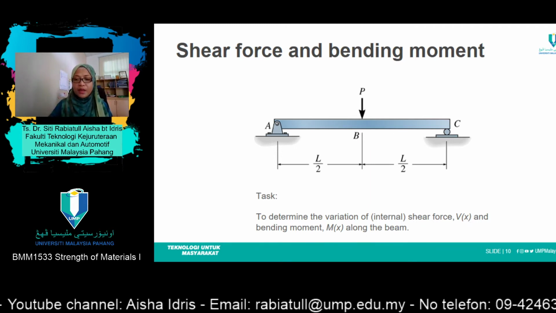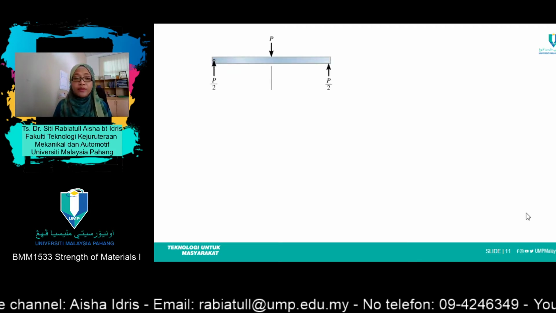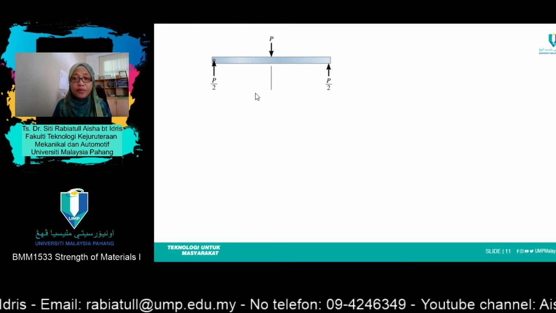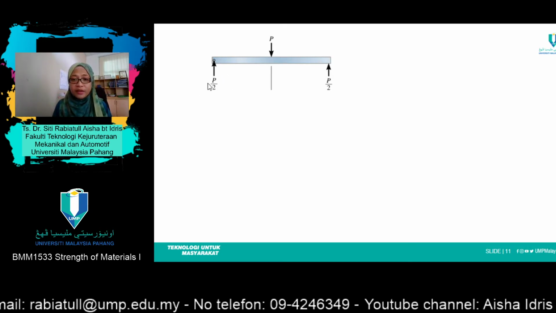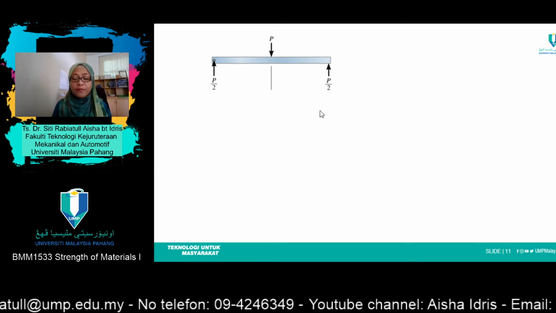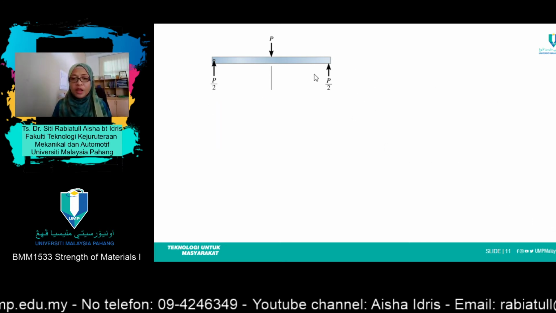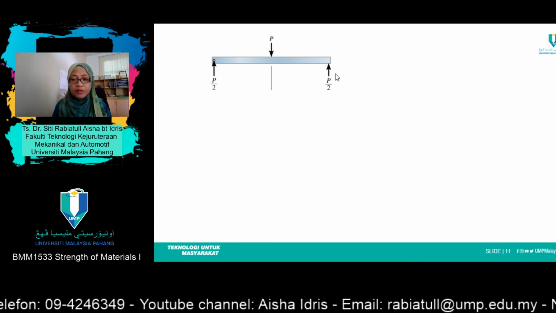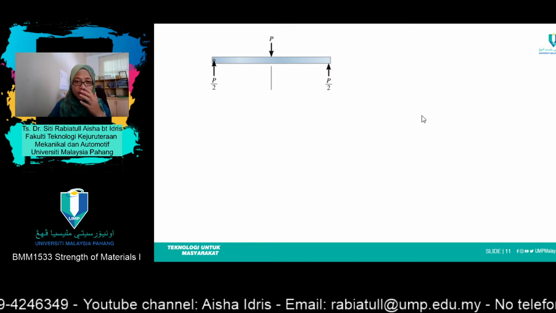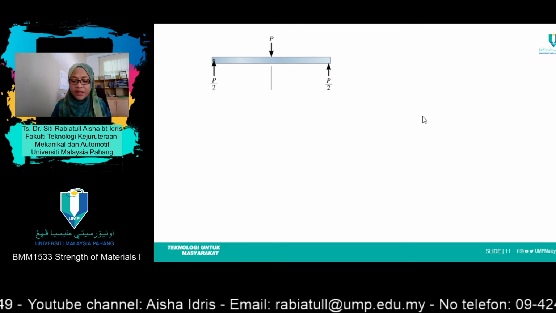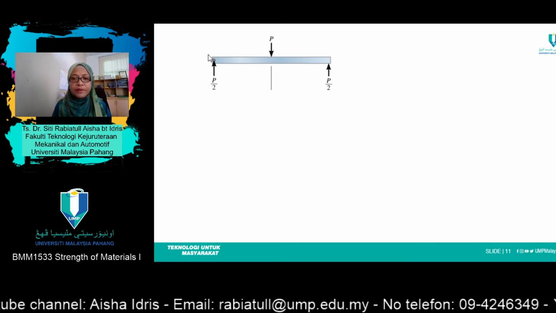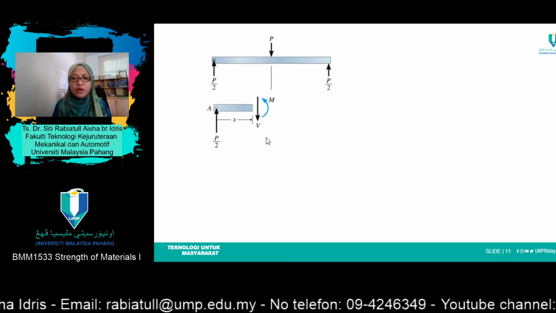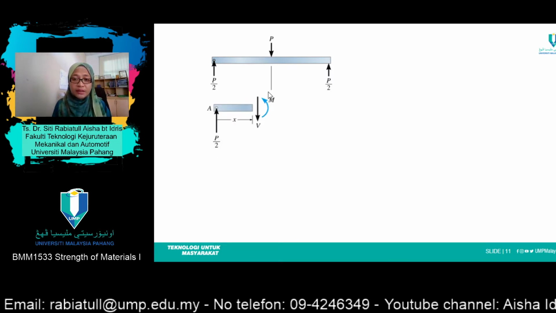The first step that we need to do is draw the free body diagram and find the value of the reaction forces at both ends, left and right. From the free body diagram, we know that the reaction force here is P over 2, and this side is also P over 2. After that, we start to cut the section, which for this case I would prefer to cut from left to right. So draw a free body diagram after you cut the section.